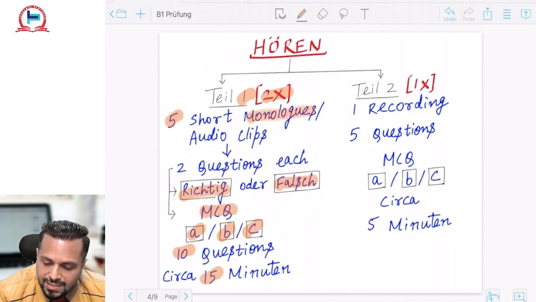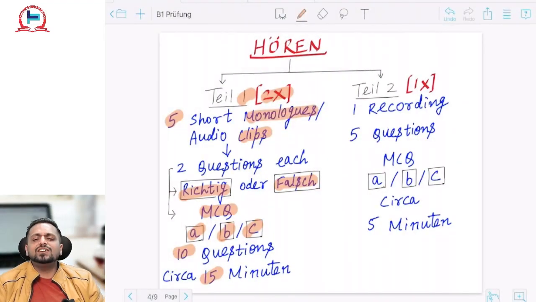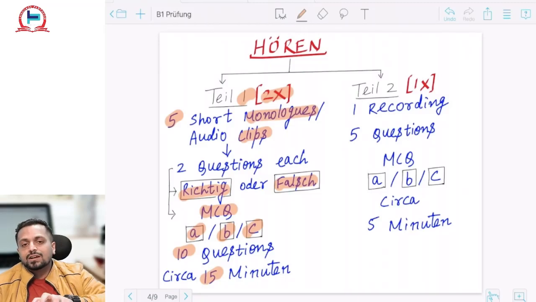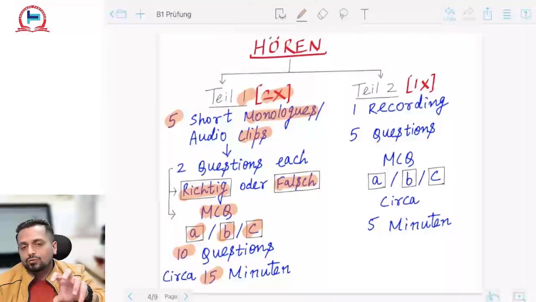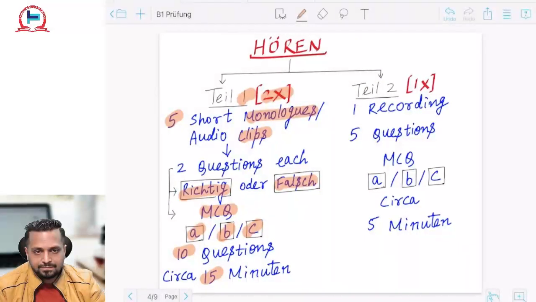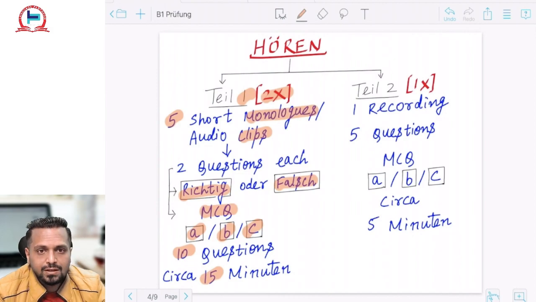These monologues or clips can be very different things. From weather forecast to radio recording, or airport or railway station announcement, to an automatic telephonic message, the message that you leave on the phone, that can also be given. So all these things can be given, and based on this range, you are going to be tested, and it is going to be played zweimal, as in twice.